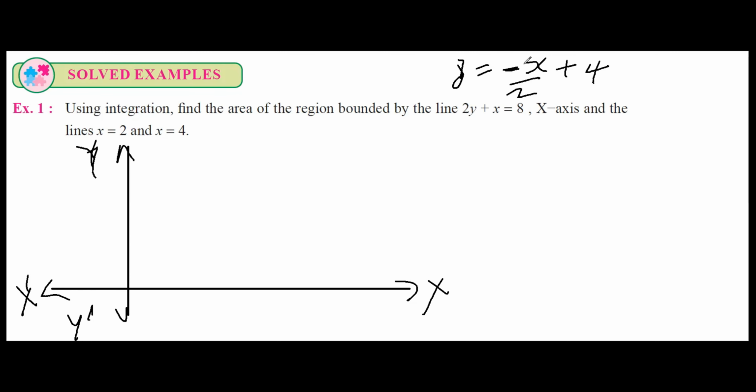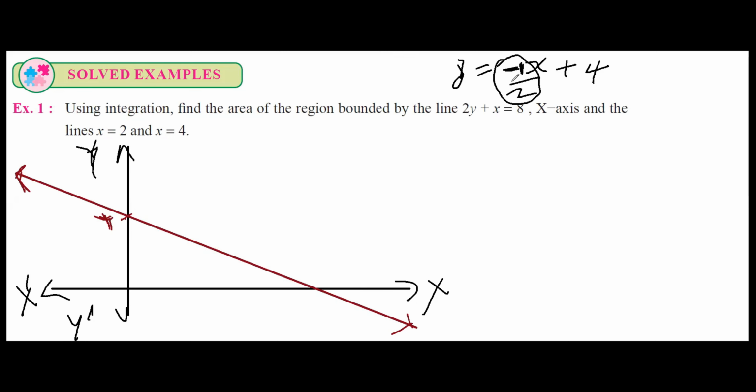So what is the slope? Slope is minus 1 by 2. When the slope is minus 1 by 2, my line will be like this. Because of the negative slope, my line will make an obtuse angle with the positive direction of the x-axis. Clear now? And what is the y-intercept? The y-intercept is 4. So this will be your 4, which is not required actually. I just wanted to show how the line will look.